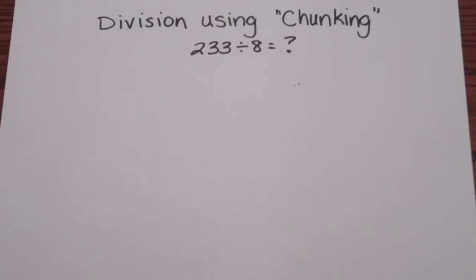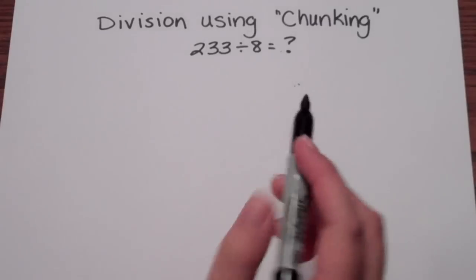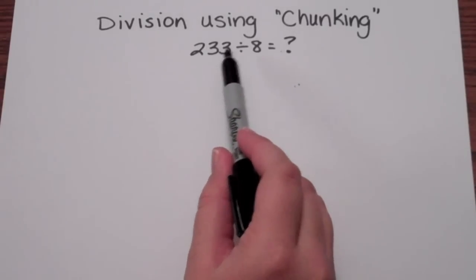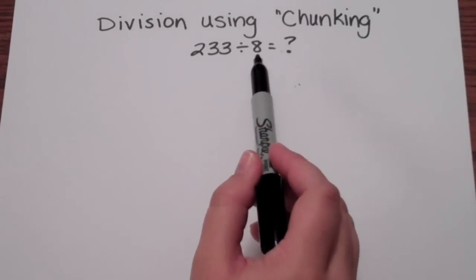Hey everybody, this is Miss Catlett with a new method for dividing that I like to call the chunking method, because we're going to be taking out chunks of the dividend when we divide instead of doing the whole thing at once. So let's say we want to divide the number 233 into 8 equal groups.